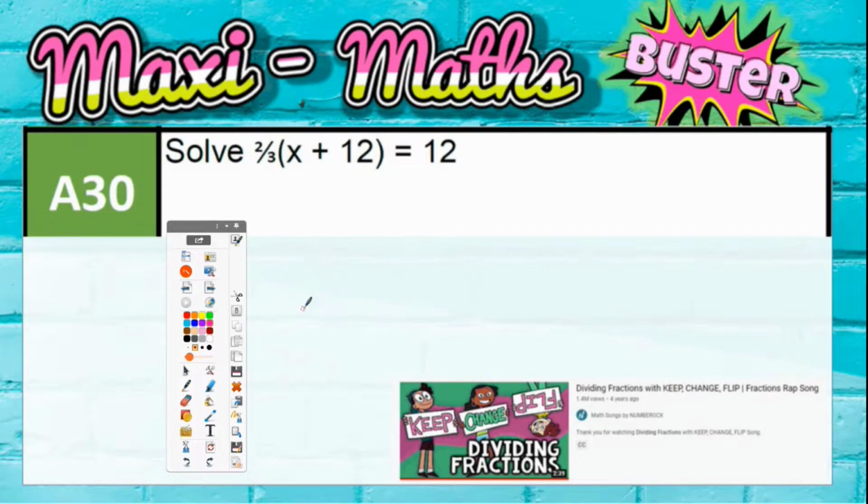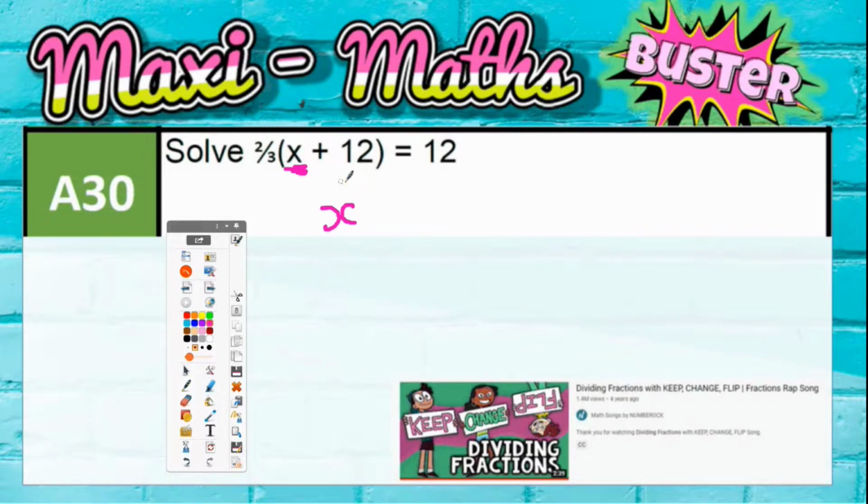Question 30. Solve 2/3 of (x + 12) = 12. So x is a mystery number, and we've got to figure out what that mystery number is. We're going to treat this like any other equation. We're going to draw a number machine, starting with the letter x. Then we're going to reverse the number machine, and we'll get back to what x is.